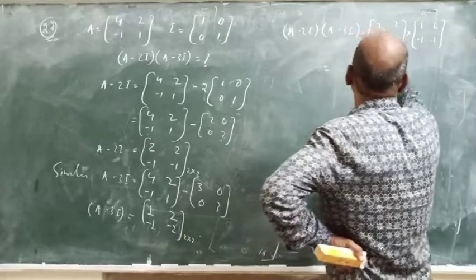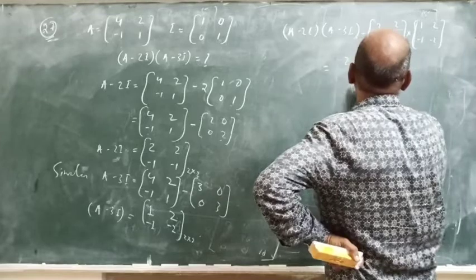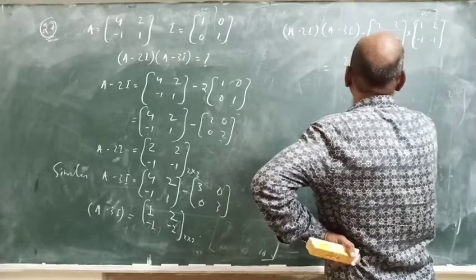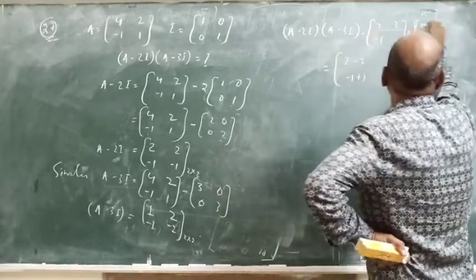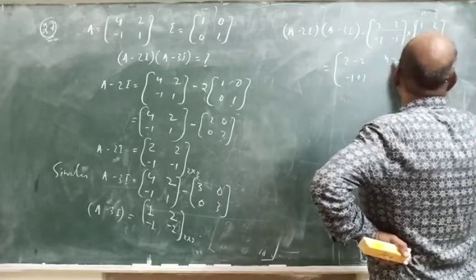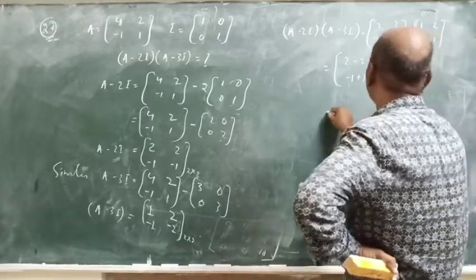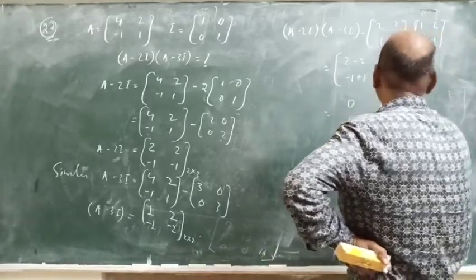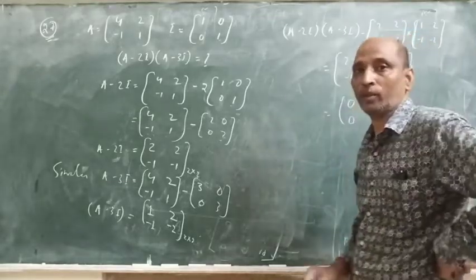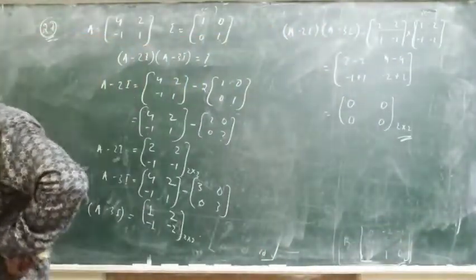Okay, what do you get? 2 minus 2, right? Minus 1 plus 1, then 4 minus 4, minus 2 plus 2. So [0 0; 0 0], which is a null matrix of order 2. Okay, this is your 27. Okay, write down.